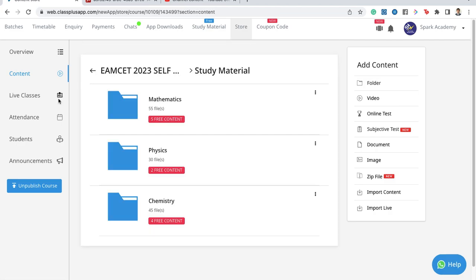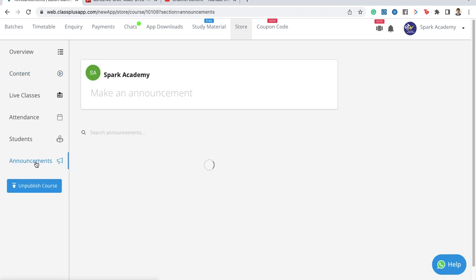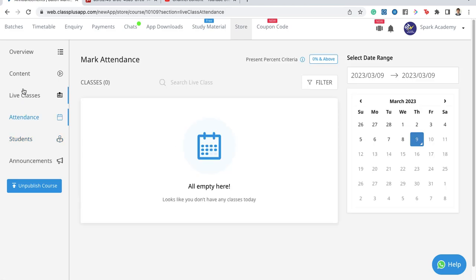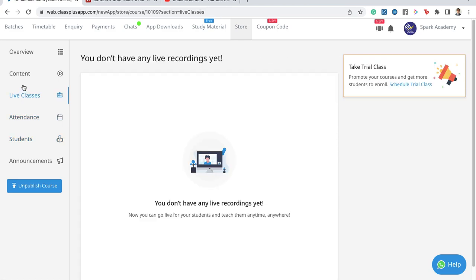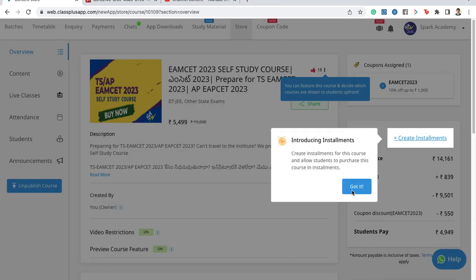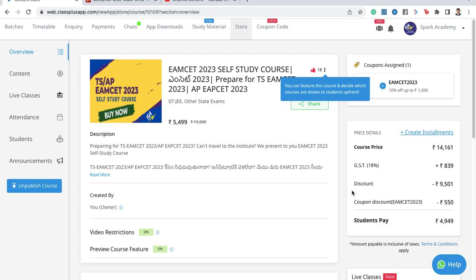Whatever help is needed, through our chat option you can get help and support, and all regular announcements will be there. As you can see, a lot of students have already enrolled for the same. If there are any queries, you can contact us as soon as possible.